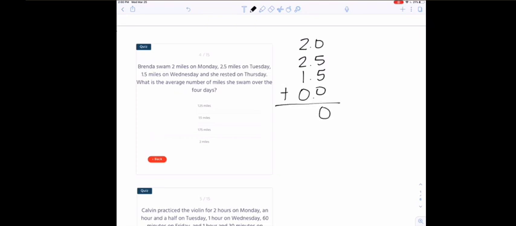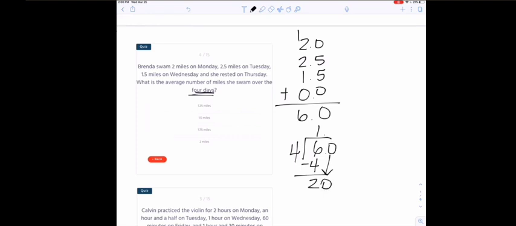So 5 plus 5 is 10, carry the 1. 1 plus 2 is 3, 3 plus 2 is 5, 5 plus 1 is 6. So 6. Now, what are we going to divide this by? 4 days. So 6 divided by 4. 4 goes into 6 one time. 4 times 1 is 4. 6 minus 4 is 2. Because we have a number left over, we're going to add a decimal point.